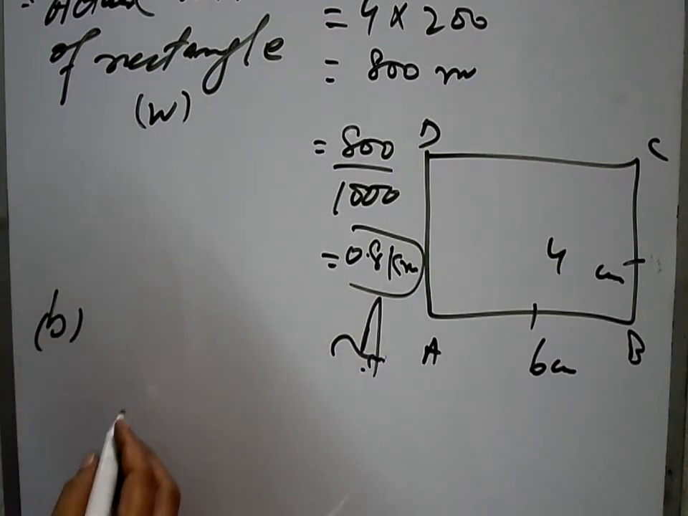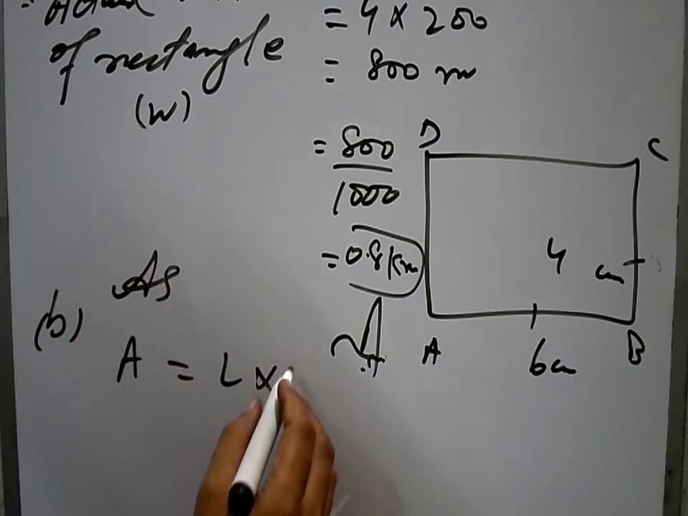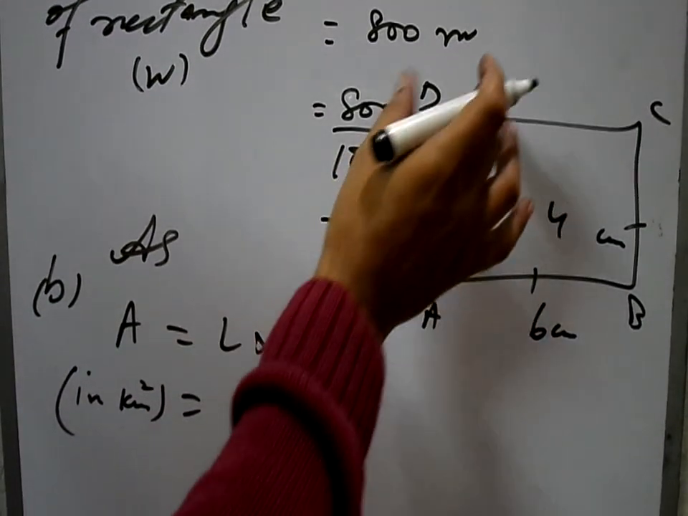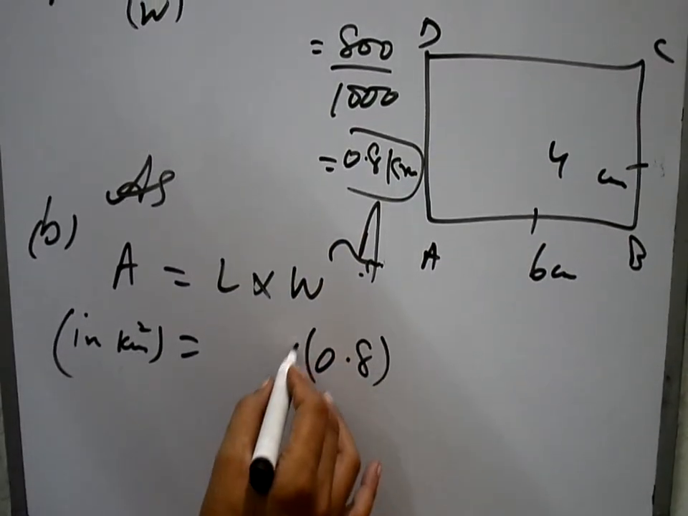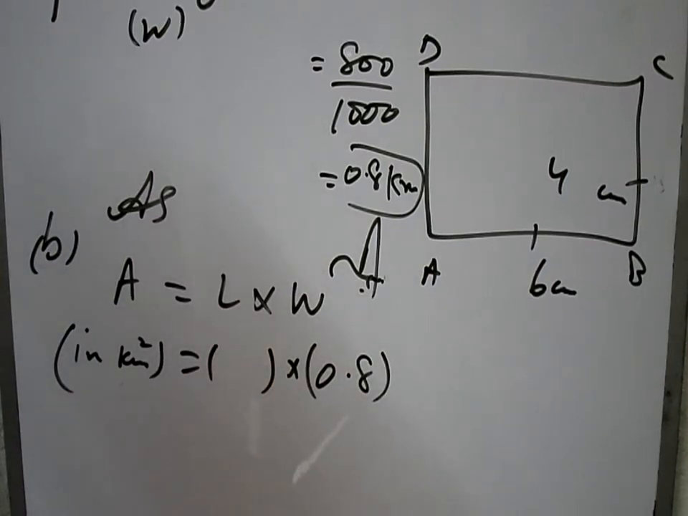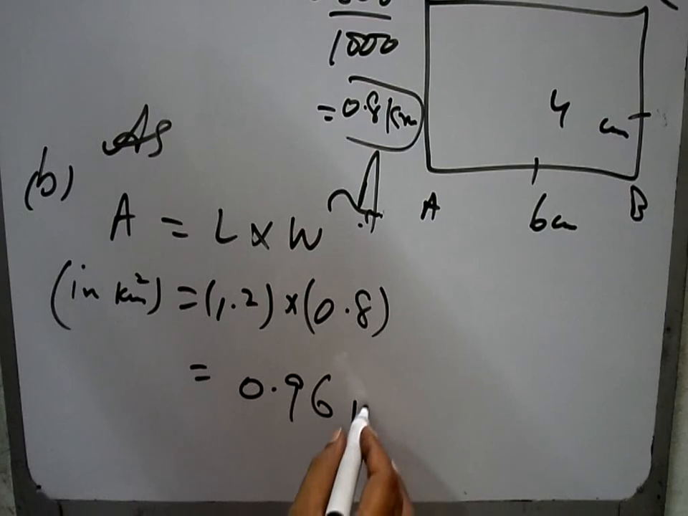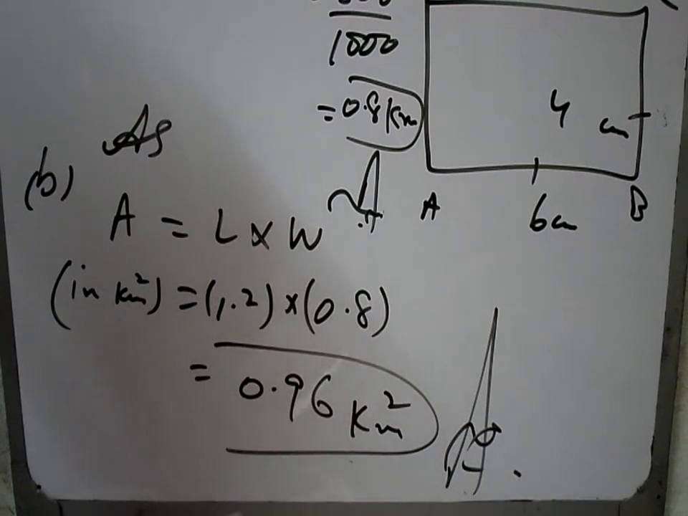But in B part we have been asked to find the area in kilometers square. As area is equal to length into width, we have both values. The width is 0.8 and length is 1.2, so multiply it, and after multiplication you will get 0.96 kilometer square, the required area. So that is your result.